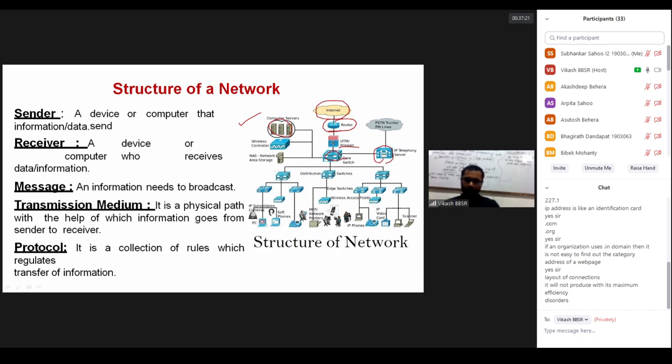Then another structure is there. This is the distribution. This is the main switch. This is switch 1, switch 2 and switch 3. From those switches, other switches are there. From the switches, you can connect a mobile phone, your computer, your system, or a scanner. All these things are connected properly.